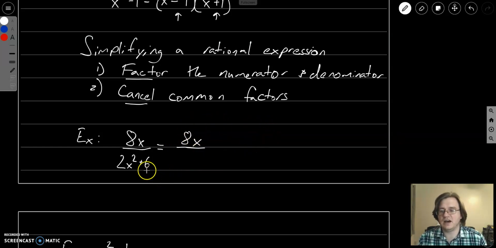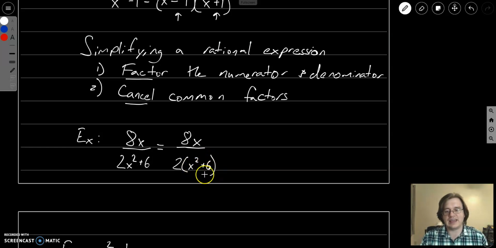The bottom of the fraction, I see that we've got a 2 as a factor of the first one and a 2 as a factor of the second one, so I can certainly pull out a 2. I can't pull an x out of the 6. There's no x in there. So for the moment, I'll see 2 times x squared plus 6. And we've got this binomial expression, x squared plus 6. I can't factor this anymore, so I'm done with step 1.